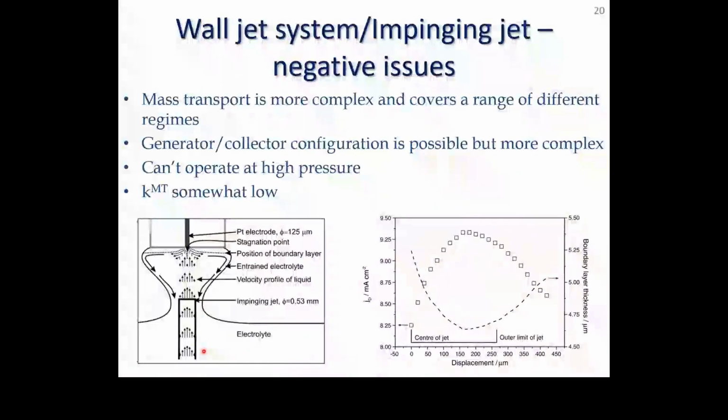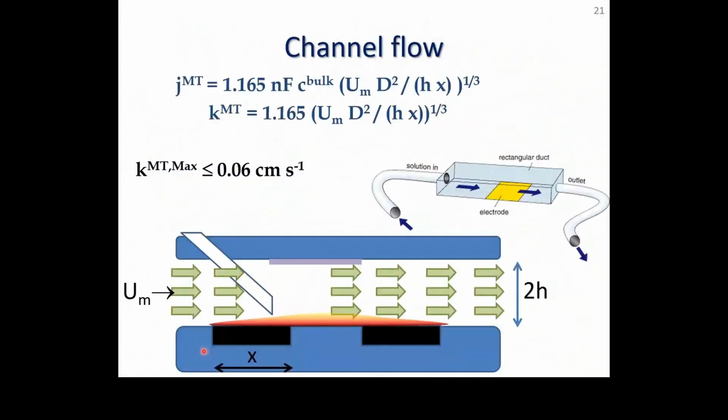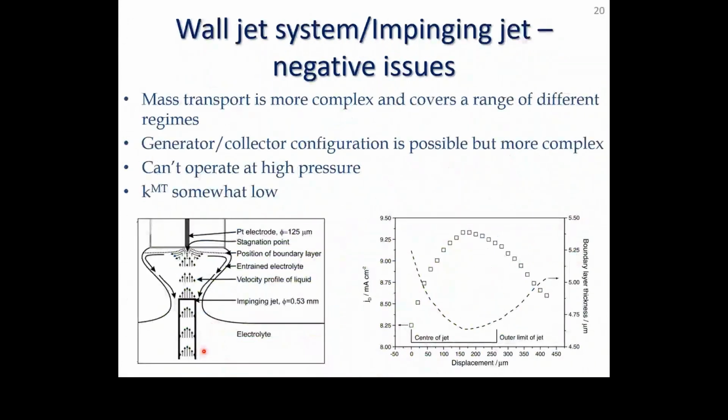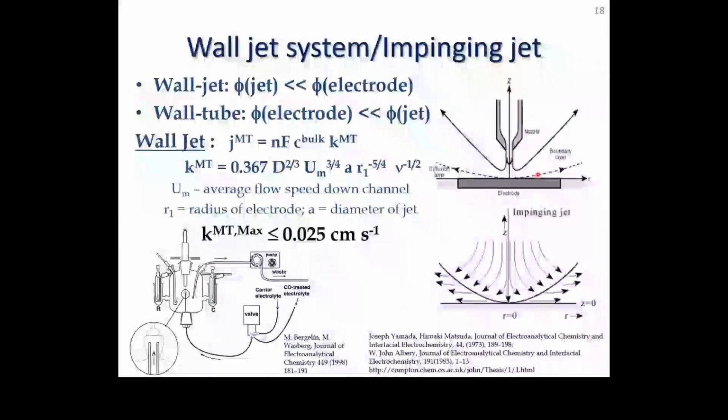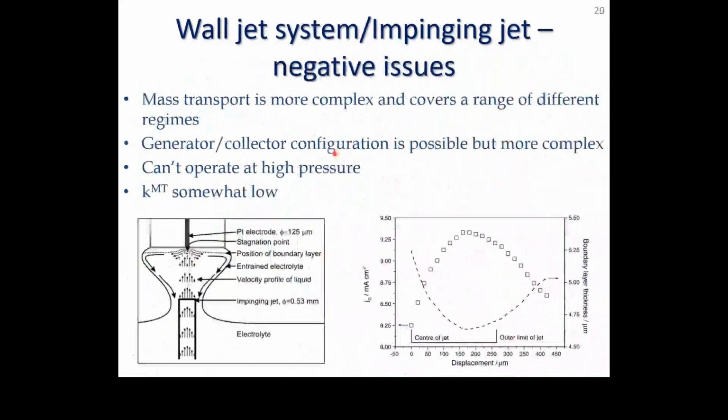I'll just skip over this. It sort of just talks a little bit about the mass transport. Actually, I should say the mass transport is actually more complex and covers a different range of different regimes. That depends upon whether we're in this wall jet or wall tube regime. So therefore, the mathematics of the system is somewhat more complicated than for the rotating disc electrode.